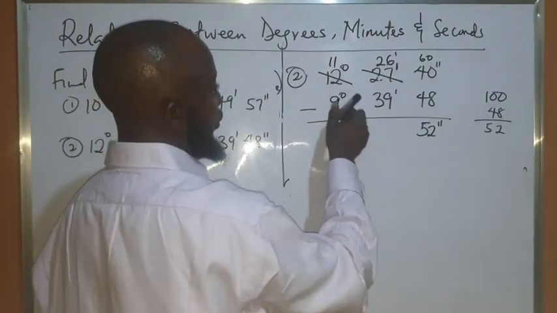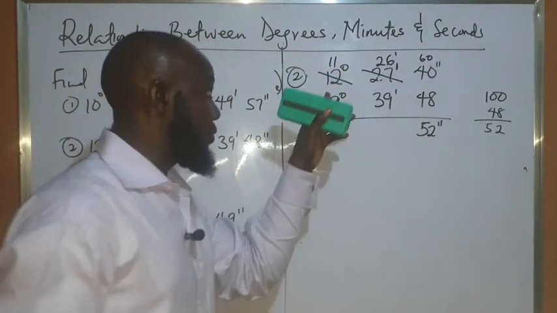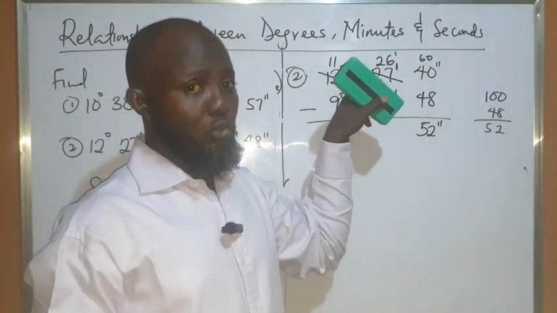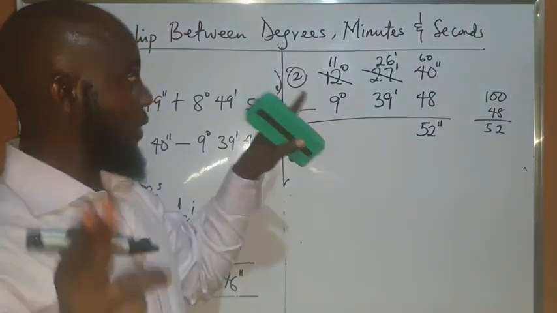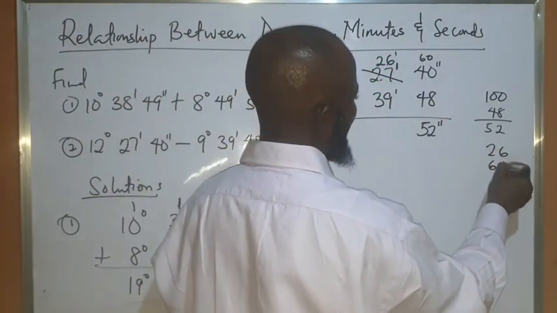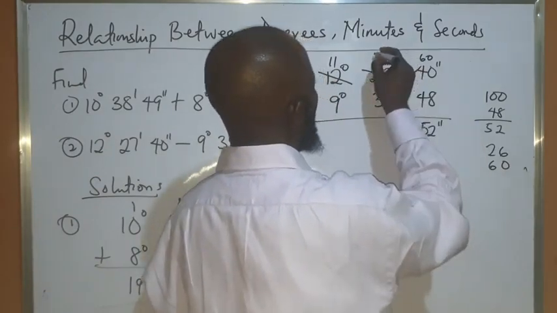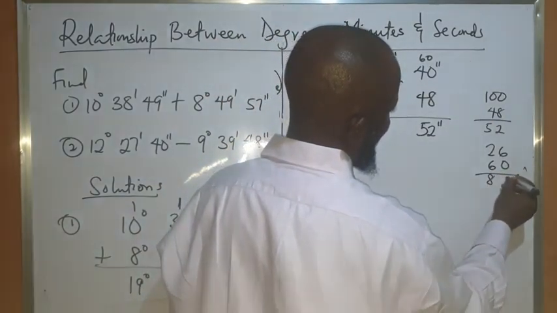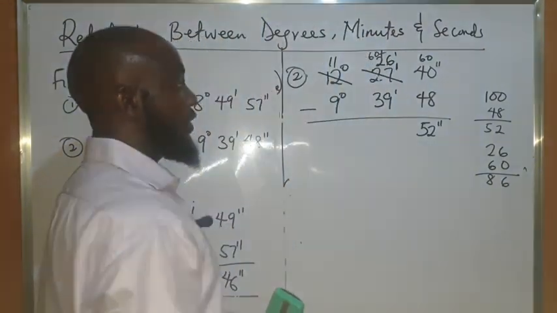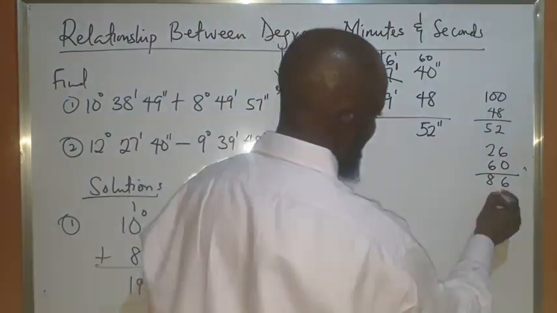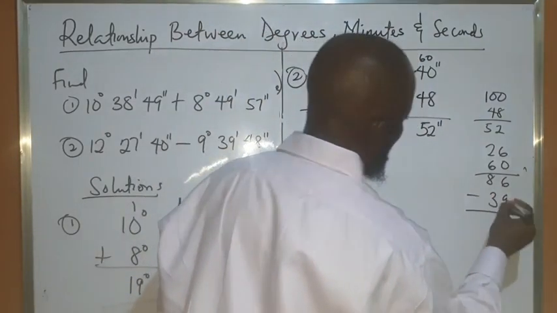It remains 11. So mind you, this 1 degree that we took from this place, when it gets to minutes, it will change to 60 minutes. Don't forget, it's changed to 60 minutes. So that means we are saying 26 plus 60, which gives us 86. So it is from 86 that we subtract 39.